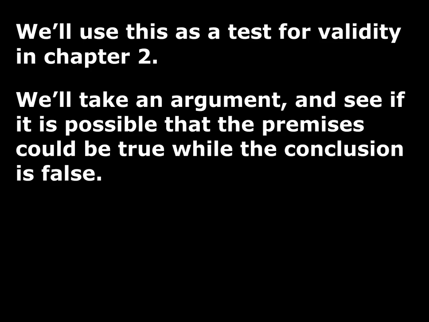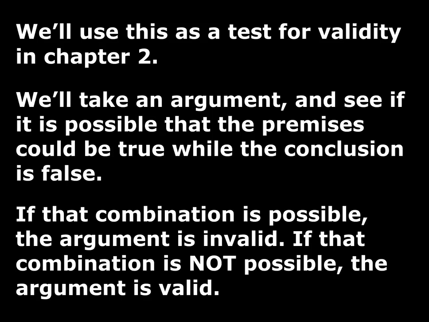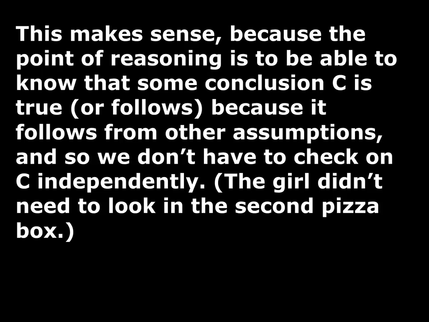We're going to use this as a test for validity in chapter 2. We're going to take arguments and see if it's possible for the premises to be true while the conclusion is false. If that combination is possible, the argument is invalid. If that combination isn't possible, then it's valid. We're going to talk more about this in chapter 2. But notice for now this makes sense, right?